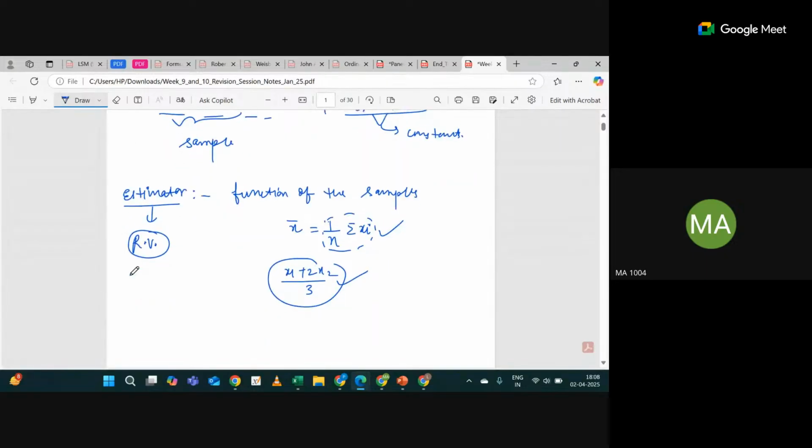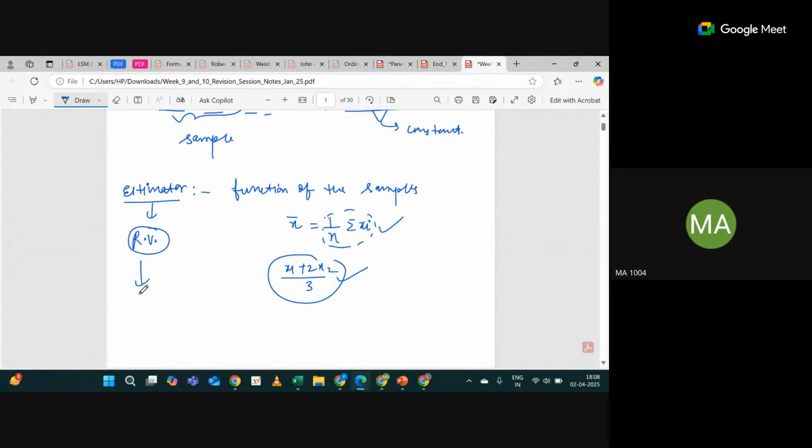Generally the notation is: we write theta hat as the estimator, and in brackets we write x1, x2, xn. So what is this estimator? It is nothing but a function of the samples. It can be the sample mean, it can be x1 plus 2x2 divided by 3, it can be x1 only, any function of your samples.